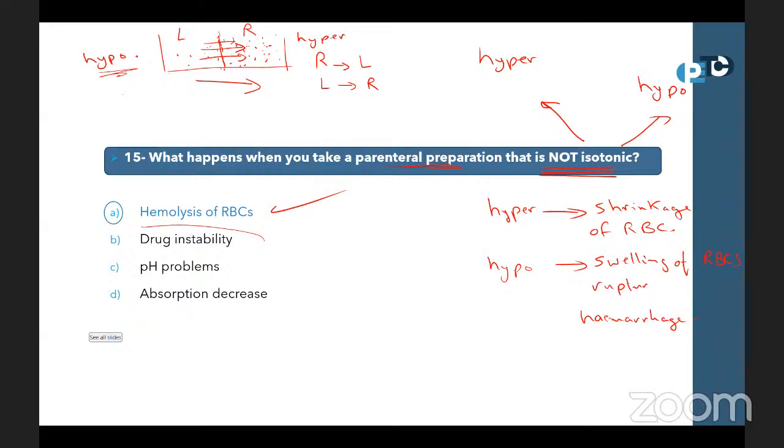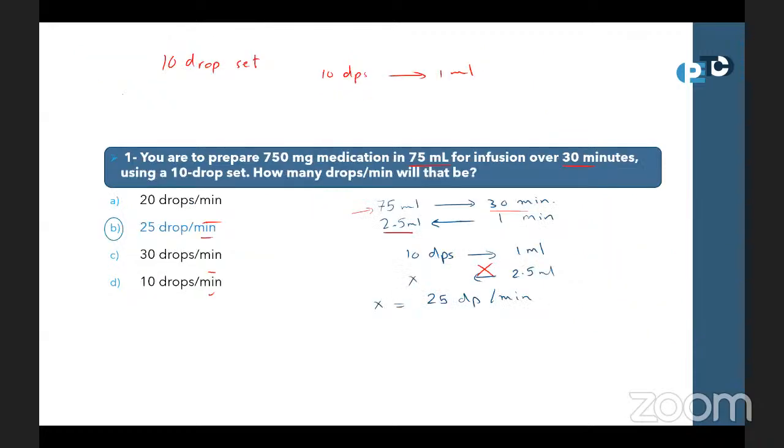Samantha is asking about question number 1 again. Let's go back to question number 1. It is a calculation problem, and a very easy one, just knowing the meaning of the 10-drop set. What is the meaning of a 10-drop set? It means a dropper provides 10 drops per each 1 milliliter. So if you want to drop 1 milliliter, you should drop 10 drops.